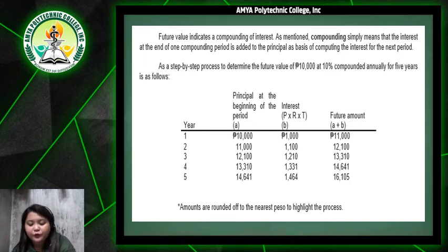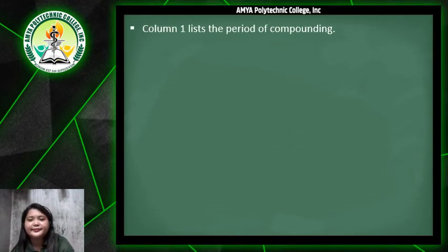Next, column 4 refers to the future amount at the end of the compounding period. It is determined by adding column 2 and column 3, wherein column 2 is the principal and column 3 is the interest, for you to get the future amount. Amounts are rounded off to the nearest peso to highlight the process.